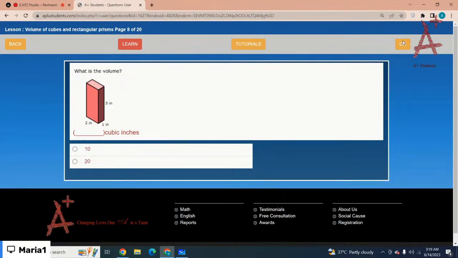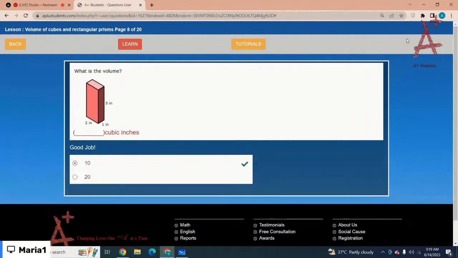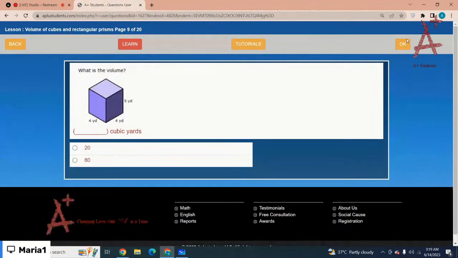Okay, the next one is what is the volume? You have to do length times width times height. So the correct option is 5 times 2 is, yes, that would be 10 cubic inches. The correct option is 10. Okay, the next one is what is the volume? So you have to do length times width times height. So which is the correct option?